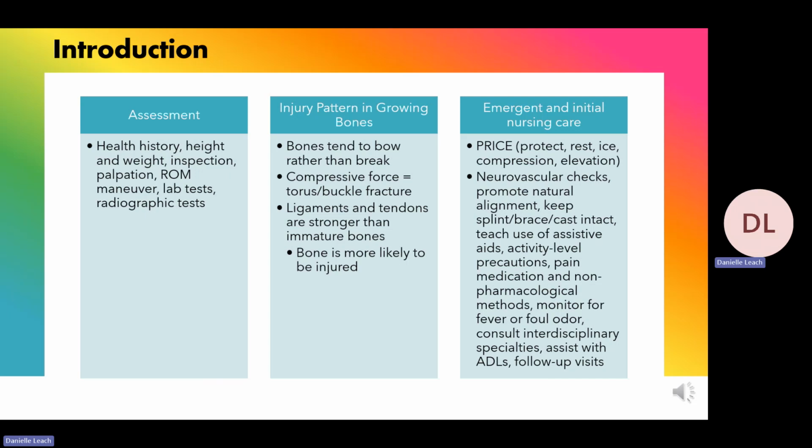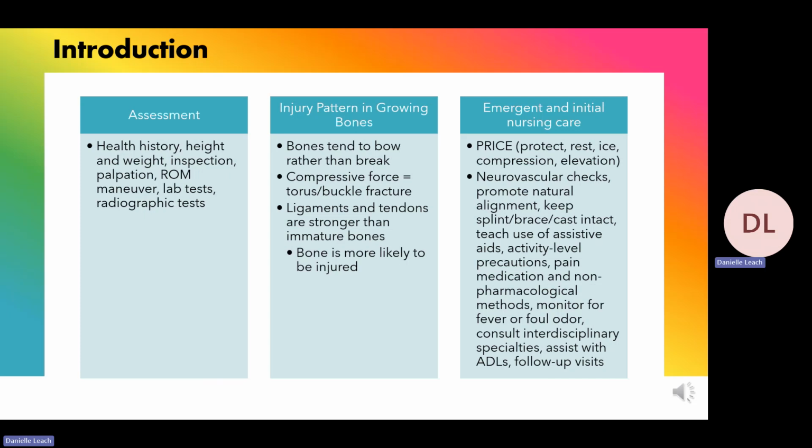Injury pattern and growing bones. So when we're talking about children with bones that are not yet mature, their bones actually tend to bow rather than break. So if they have some sort of injury or trauma or compressive force, the bone may actually bow rather than breaking like it would in an adult. Talking about compressive force, one of the types of fractures we're going to talk about that's very common in children is called a buckle fracture that is caused by compressive force on it. So you can think of the bone sort of buckling underneath the force. We'll talk more about that later.